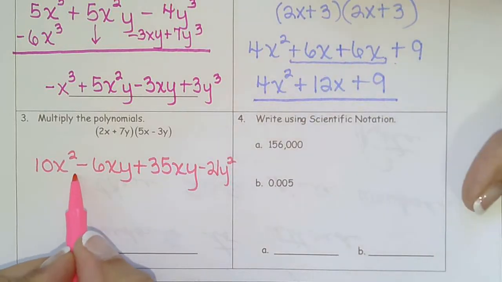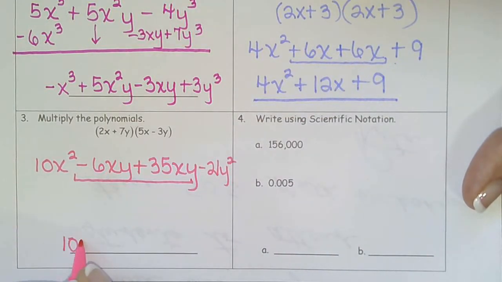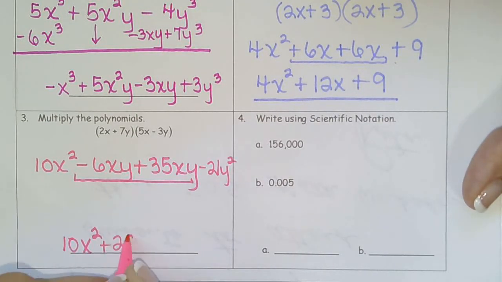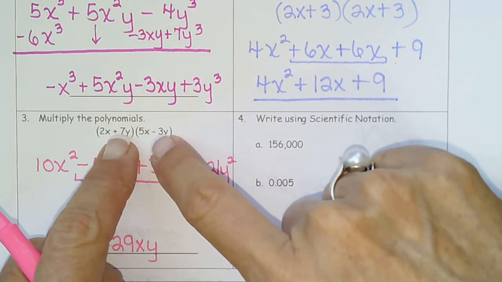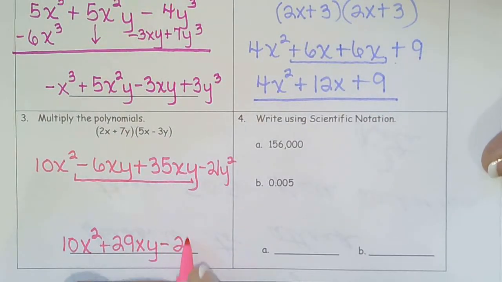So we have like terms again here with the O and I. So that leaves us with 10x squared as a leading term. 35 minus 6 is plus 29xy. And then don't forget to add your exponents on that. Negative 21, 1 plus 1, y squared. So negative 21y squared for our last term.